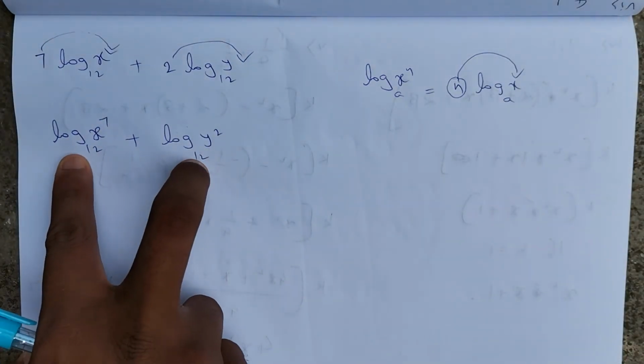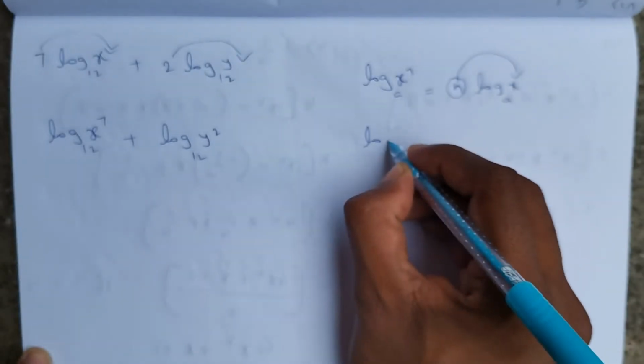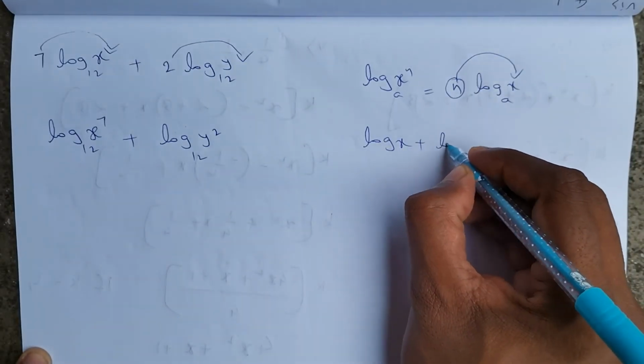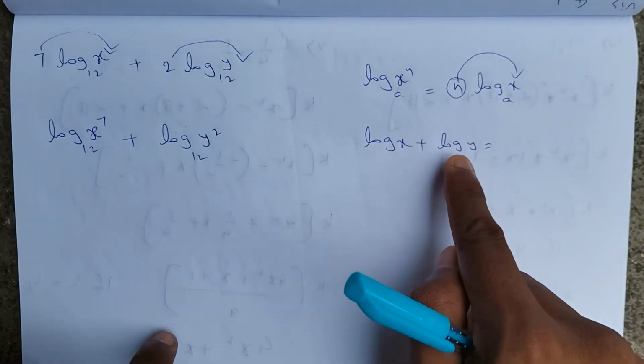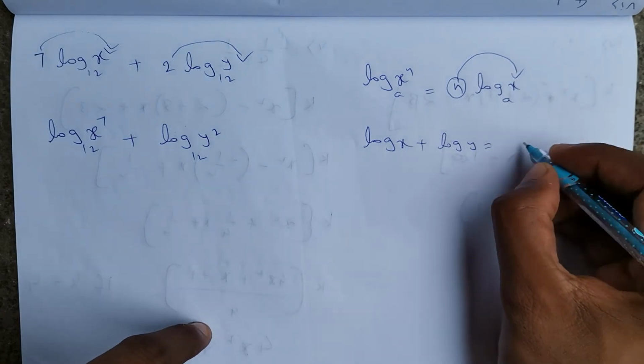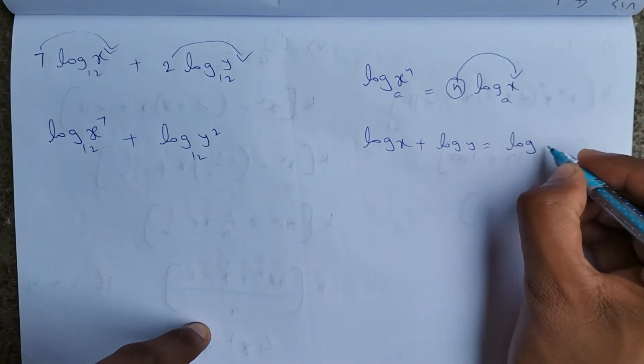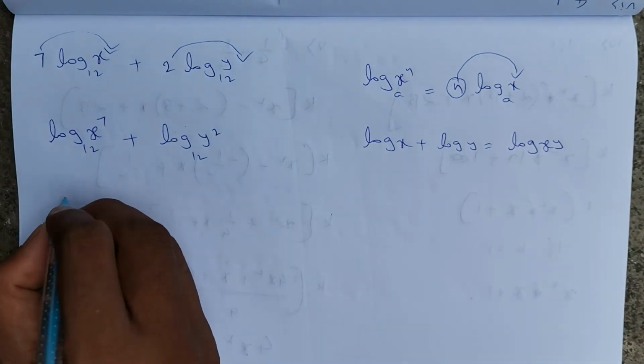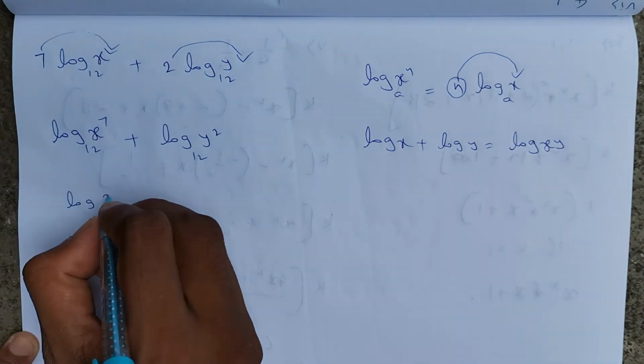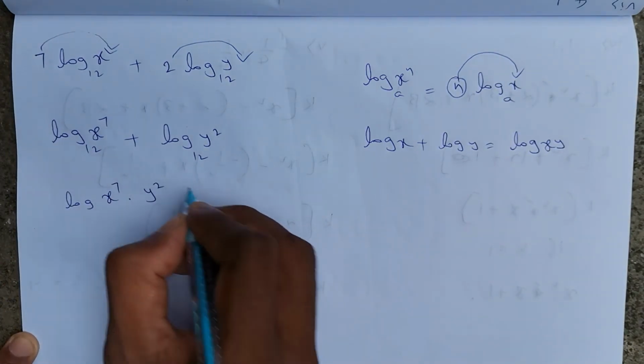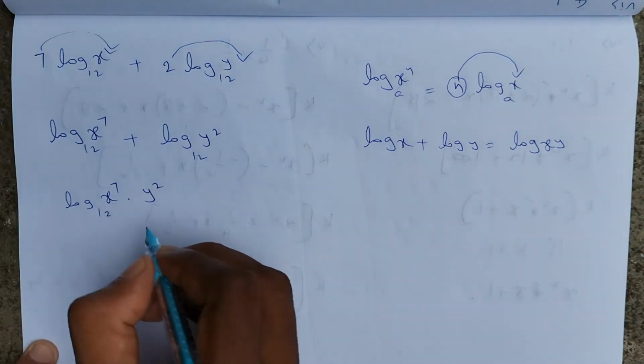Now if we observe these two terms, these are in the form of log x plus log y. If addition is there, we will go back to multiplication. So log xy, the same way, log x power 7 into y power 2 base 12.